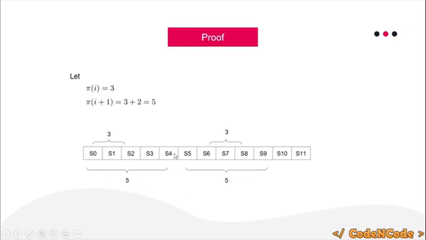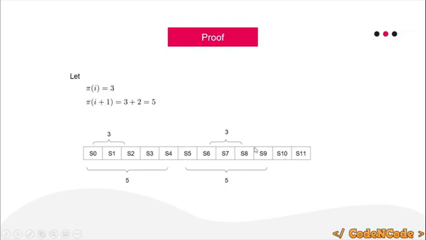What I can do is take this suffix, remove the last character, and then S5, S6, S7 and S8 must match S0, S1, S2 and S3, right? Because pi of 9 is equal to 5, that means these 5 characters match the first 5 characters.